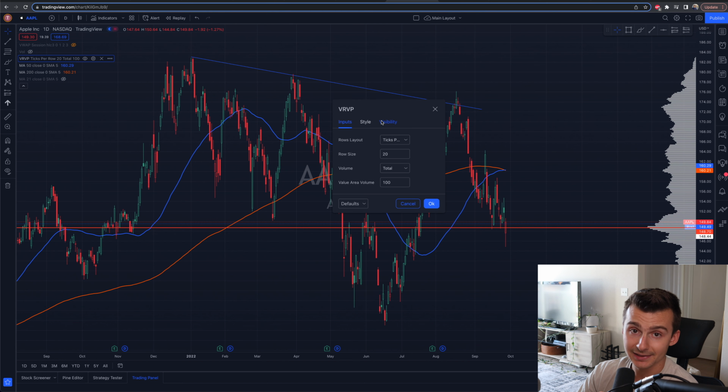So here are my settings. Everyone's settings will be a little bit different depending upon your needs, but I'll walk you through what this is going to do. So I have it as ticks per row, and then I have row size of 20. Now look on the right-hand side. It's just these white volume bars right here.